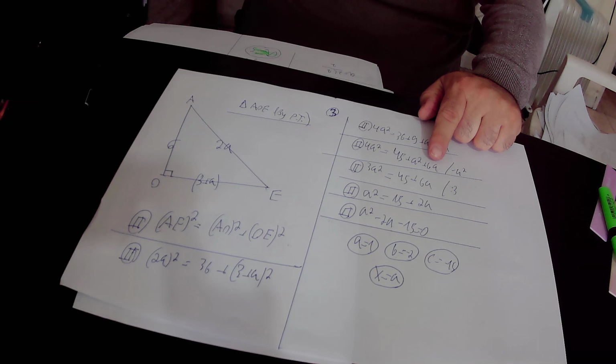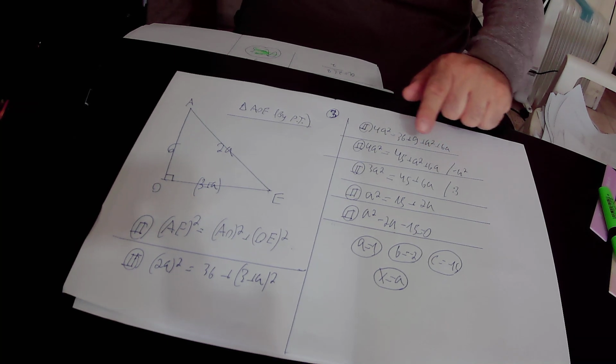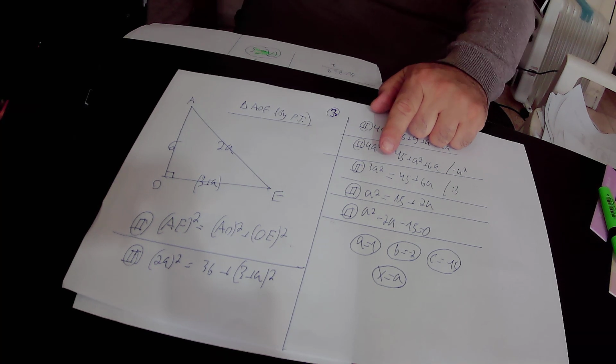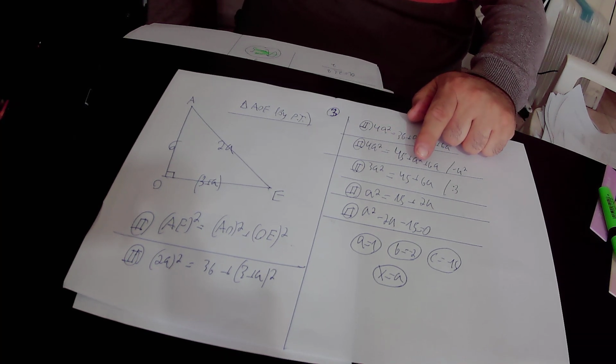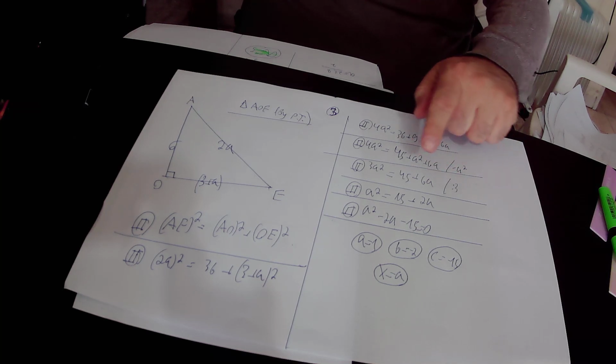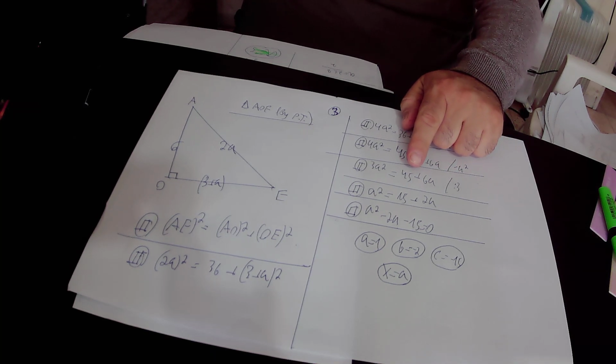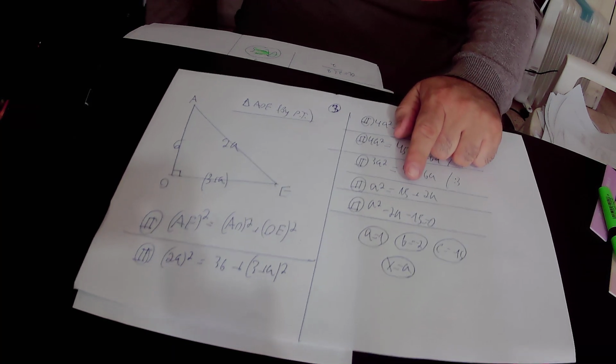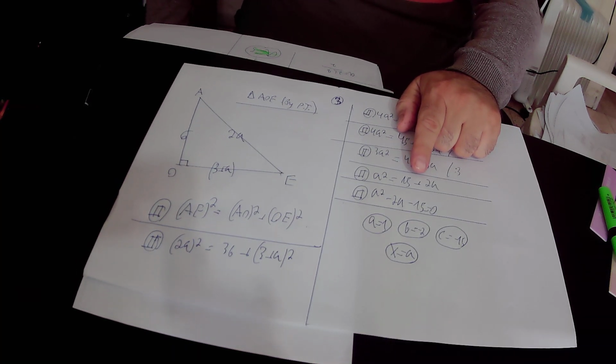Here we divided equation number 3 by 3, and found that 3A squared over 3 is A squared, 45 over 3 is 15, and 6A over 3 is 2A. So in conclusion, A squared equals 15 plus 2A. We subtracted 15 and also 2A from this equation, and found that A squared minus 2A minus 15 equals 0.